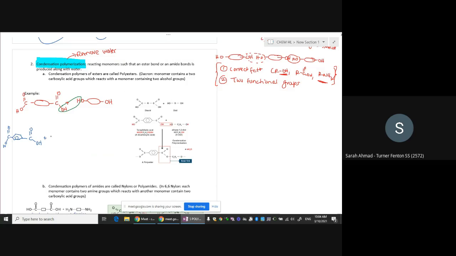Okay. Here's my ethane diol. You've seen this before. We named it. Right? So it's 2 carbons long. And then I'm going to react this with another terephthalic acid. That's what this is called. Benzenes with 2 carboxylic acid groups on the ends. Okay, so let's take out water.